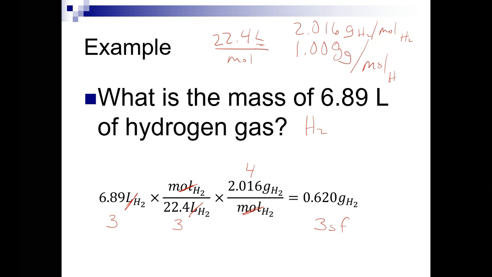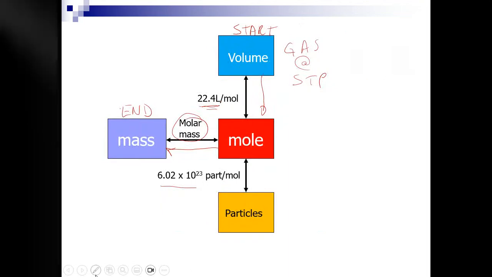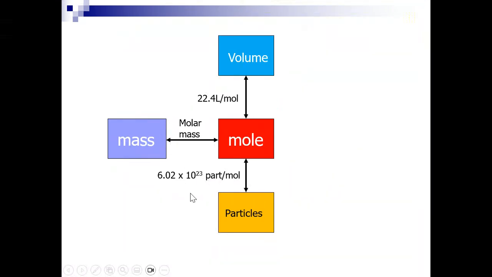So at this point, we can pretty much get around any place on this chart. We can start at any of these squares and end up at any of the other ones. And that's the first step in understanding how to do stoichiometry.